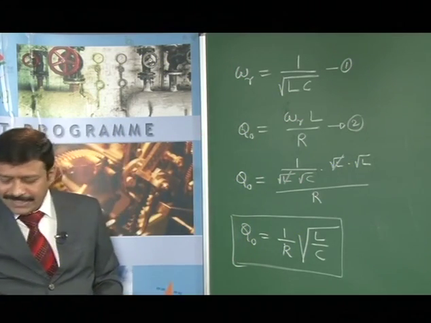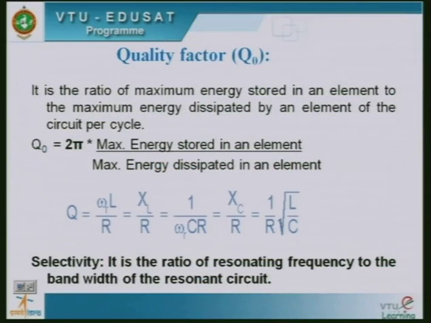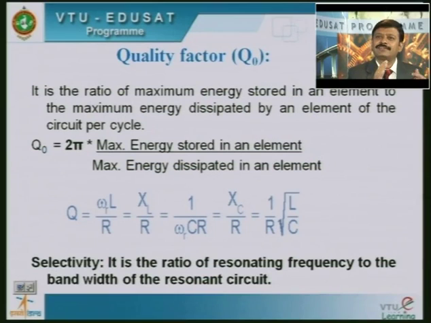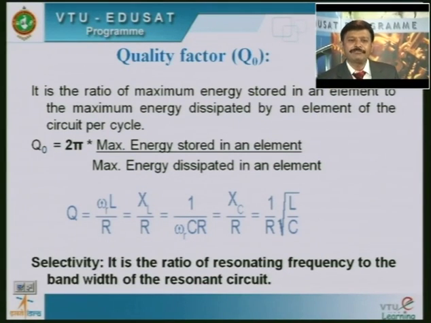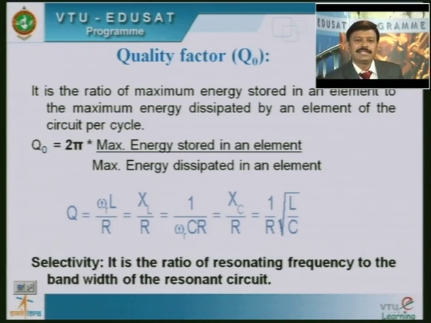Next, coming to the selectivity. Selectivity is used to discriminate desired and undesired frequencies in the circuit. That is selectivity. And by definition, we can define it as the ratio of resonating frequency to the bandwidth of the resonant circuit.